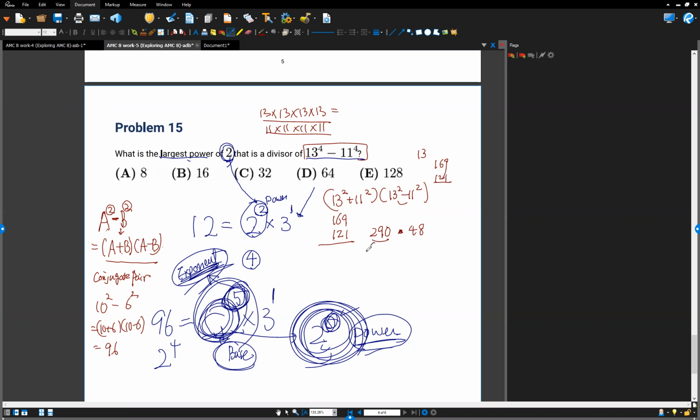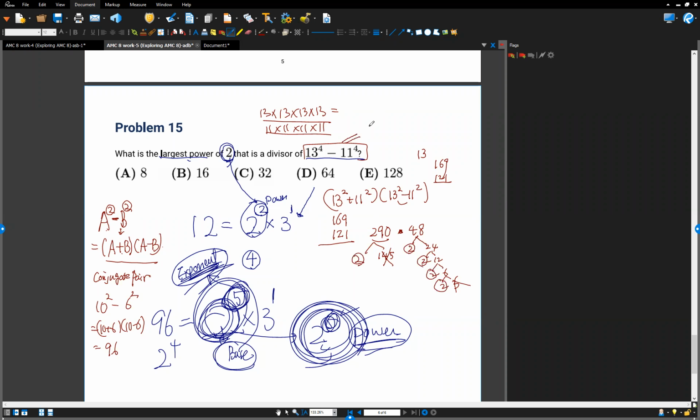290, 2 times 145. No more 2 over there, okay? We need the power 2. Forget about it. There's no more 2. 48 is what? 2, 24, 2, 12, 2, 6, 2, 3. No more, forget it. We have how many 2 there? 1, 2, 3, 4, 5.